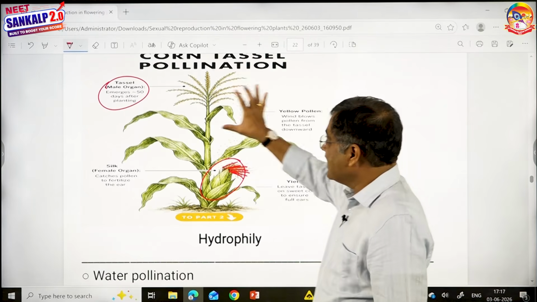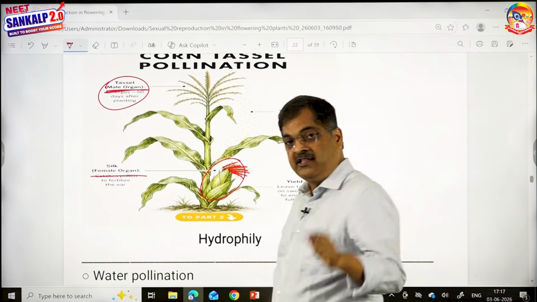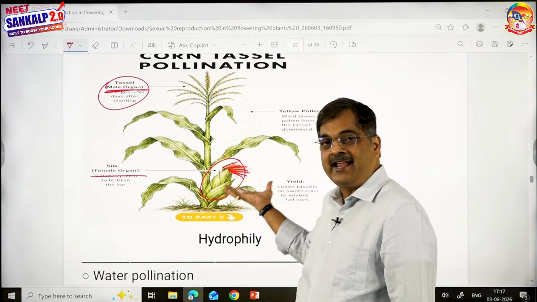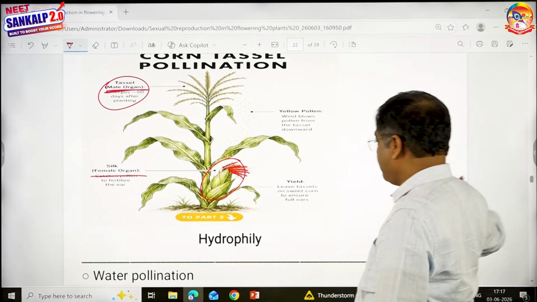So therefore, next time no confusion. Tassel is a male organ, ear is a female organ. In the new NCERT book, they replace tassels with ear because the ear contains many flowers. These flowers contain silky styles and stigmas which catch the pollen.